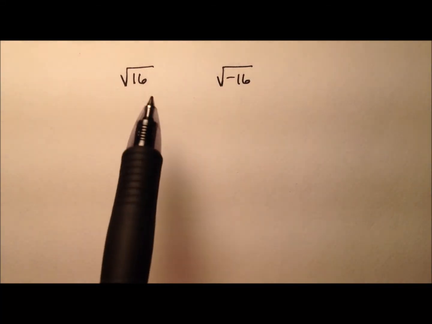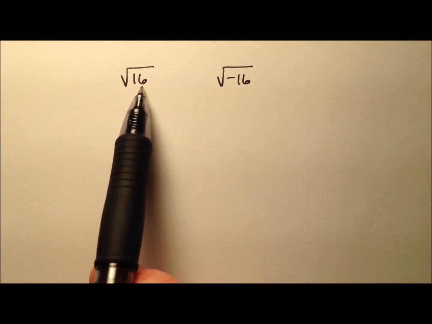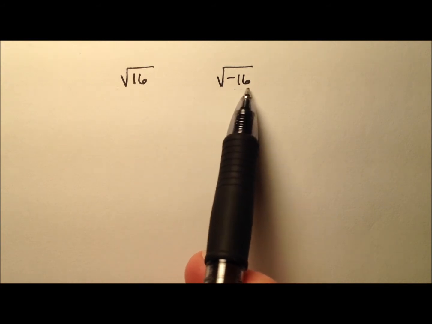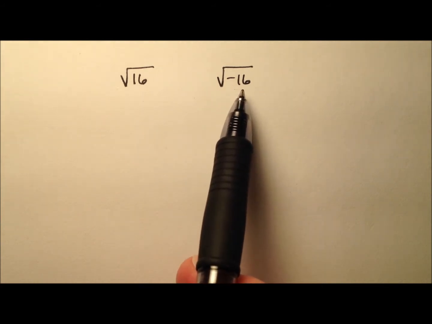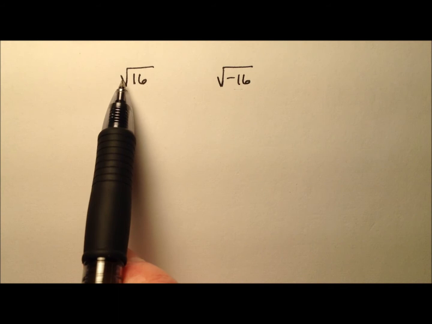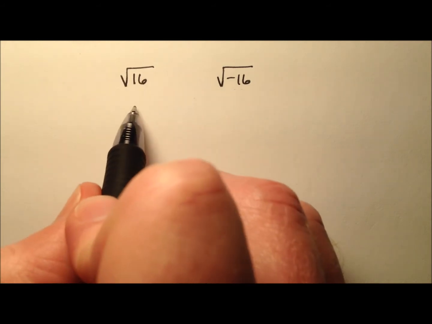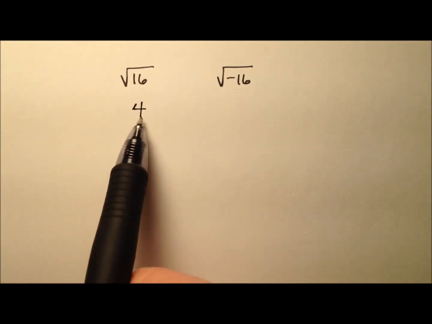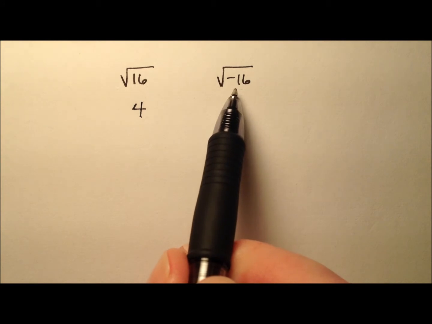In this video, I want to compare taking the square root of a positive number with taking the square root of a negative number. So of course we know the square root of 16 is going to be 4, but how does that compare with the square root of negative 16?